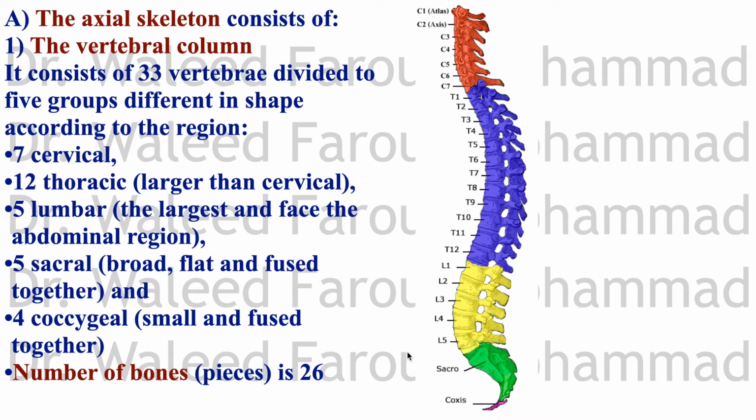Okay, so the number of bone pieces differs from the number of the vertebrae. The vertebrae are 33 in number, but if you count the pieces, it will be 26 in number. Why? Because we have 5 fused sacral vertebrae and 4 fused coccygeal vertebrae. Okay?